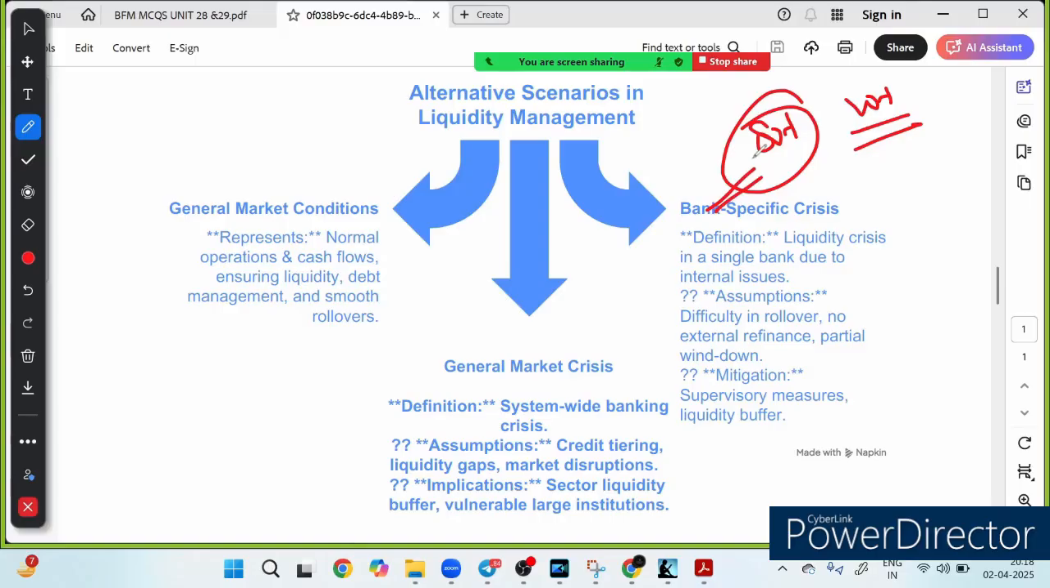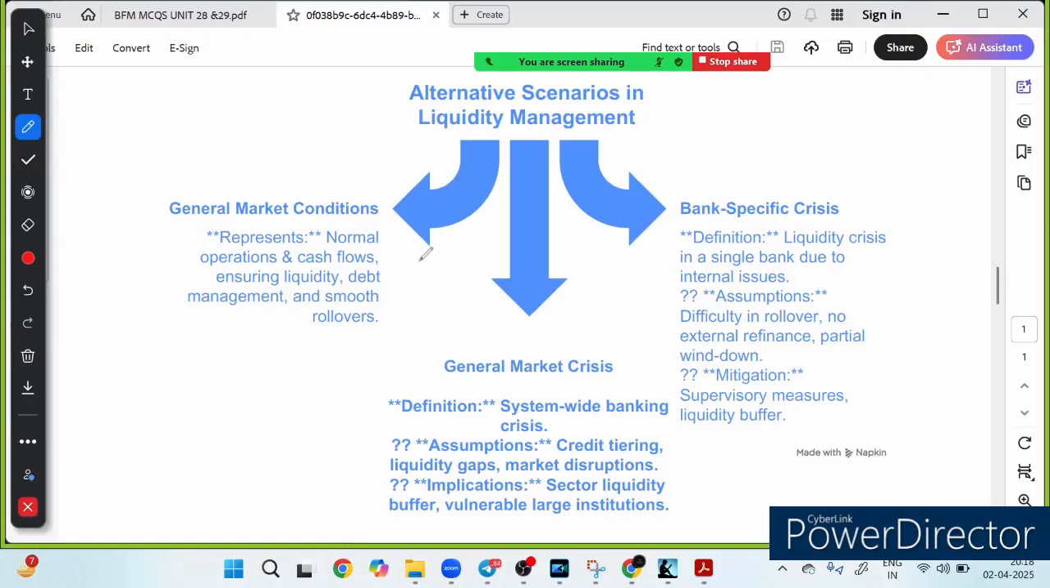You have to expose yourself to different types of problems, and that is what we do in our quizzes portion. In the quiz portion, I provide you exposure to different types of case studies and MCQs, which are most frequently asked. Now friends, let's switch our focus to the alternative scenarios in liquidity management.